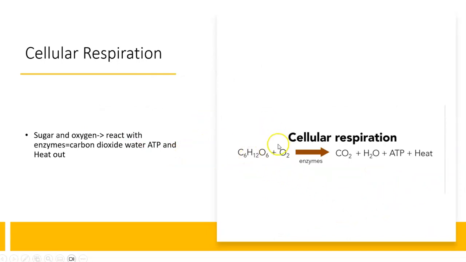So cellular respiration is pretty much the exact opposite, but you're going to have sugar and oxygen coming in, broken down by enzymes to release some carbon dioxide, some water, ATP, and heat. So you're going to want to know this process in a lot more detail for exam 1. For exam 4, you're probably going to be okay knowing just the basics.